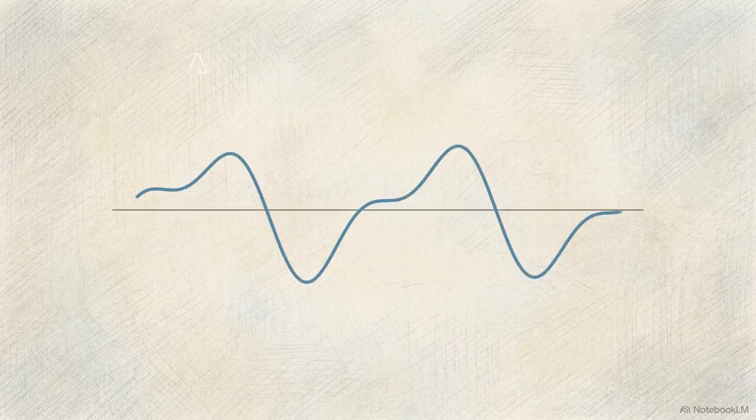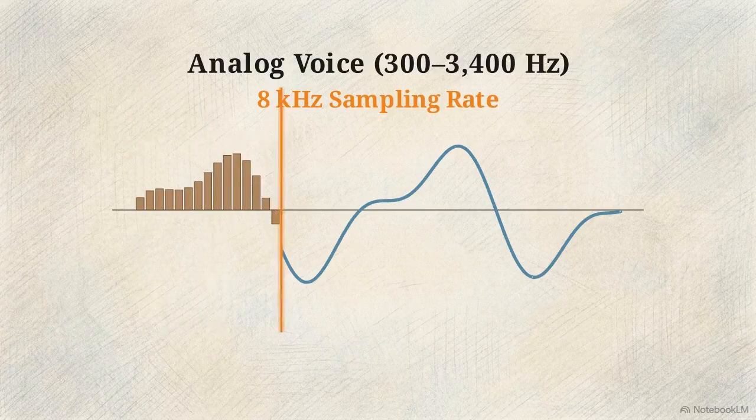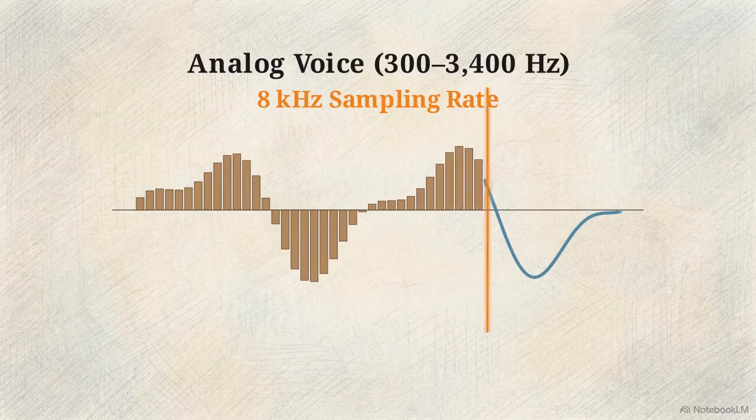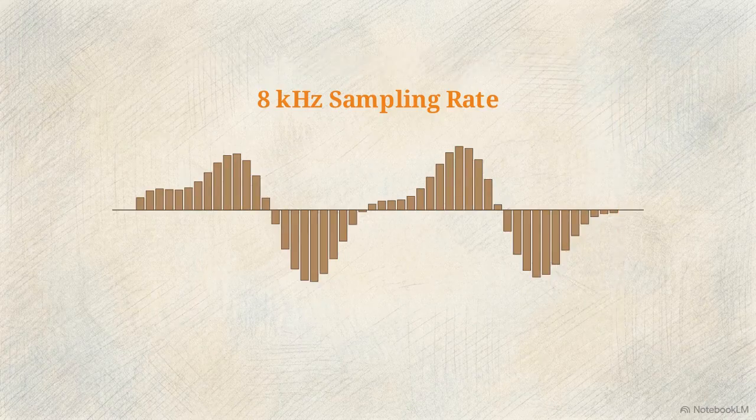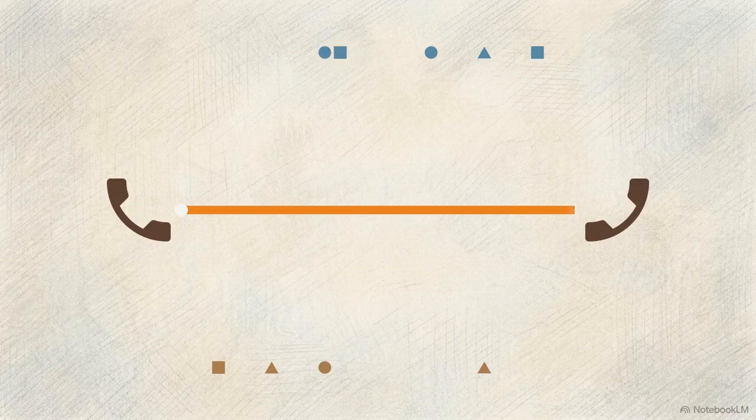The Nyquist-Shannon sampling theorem bridged the analog and digital worlds, establishing an 8 kHz sampling rate to capture the 300 to 3400 Hz range of the human voice. The legacy public switch telephone network used this standard to operate circuit-switched paths, which held a dedicated connection for the duration of a call, regardless of actual data transmission.